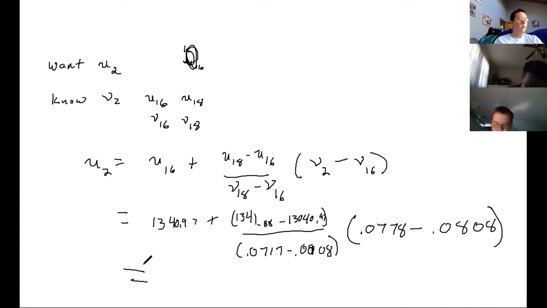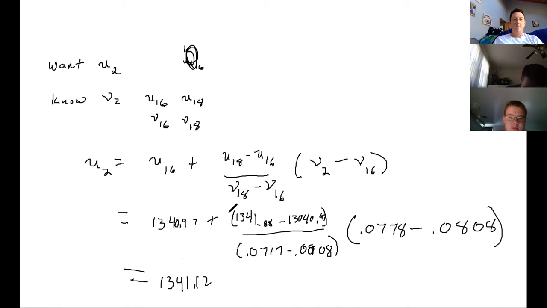I don't have a calculator here, so you've got to calculate that. 1341.12. It's a lot of work for about the same number. Anyway, so there you go. Now we can sleep well because we know it's right. So that's the internal energy for state 2.